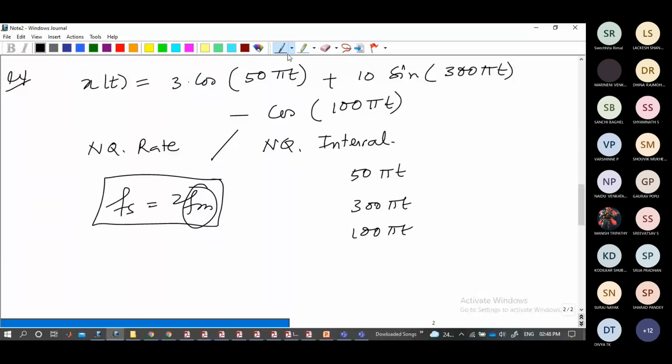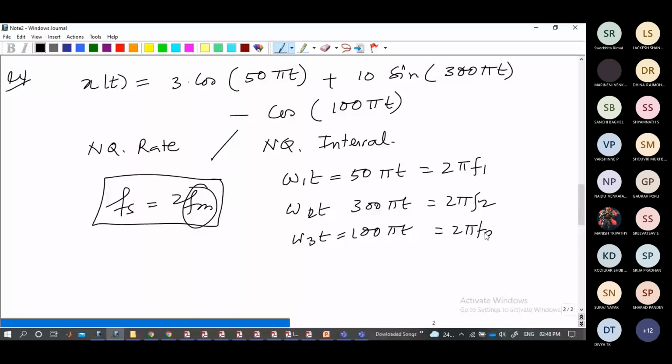But remember that we are representing this in terms of omega. So it's omega t that is given. It's not f t, it's 2 pi f t, right? So this is omega 2 t or omega 3 t. That means this is equal to 2 pi f1, 2 pi f2 and 2 pi f3.